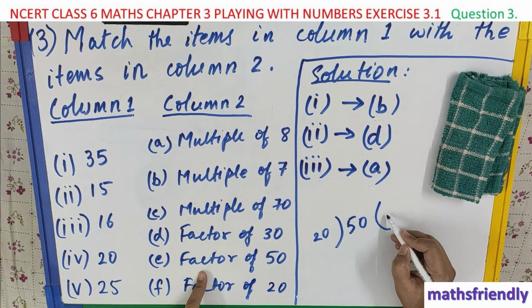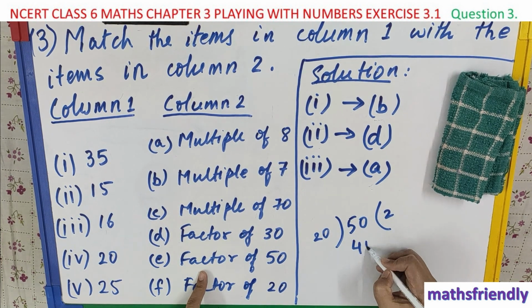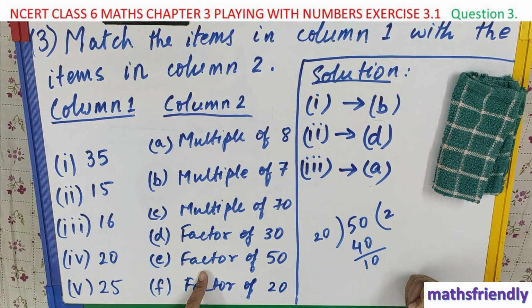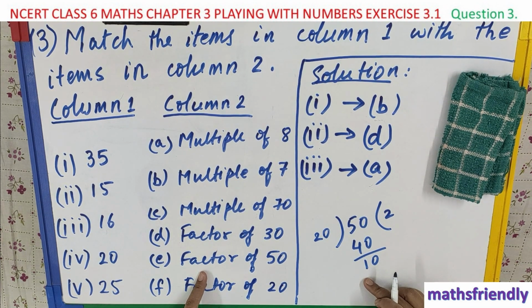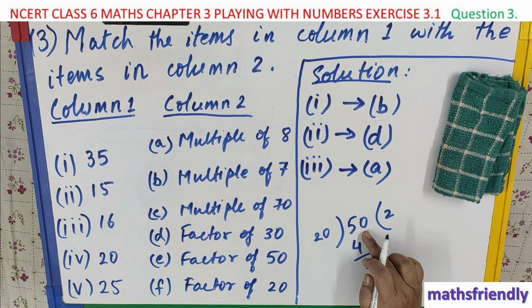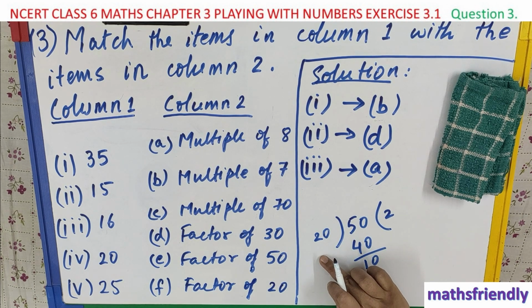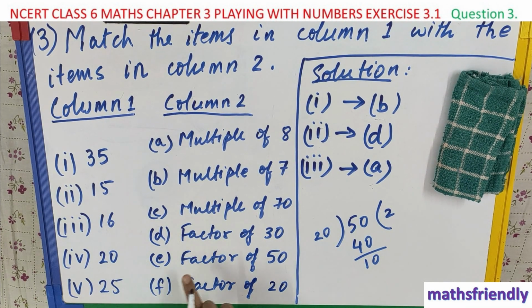20 2s are 40, 10 will be the remainder. Okay, there remains a remainder. It means 50 is not completely divisible by 20. So 20 is not a factor of 50. Okay, so this will not match with this. So only this option remains.